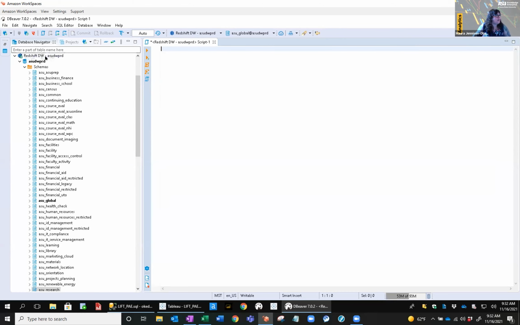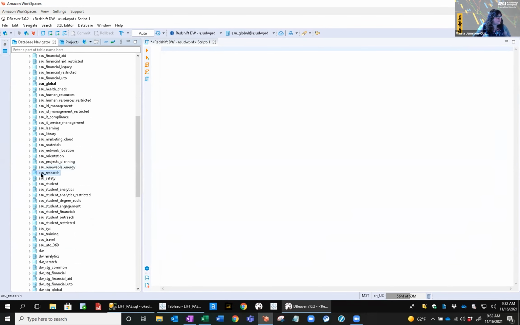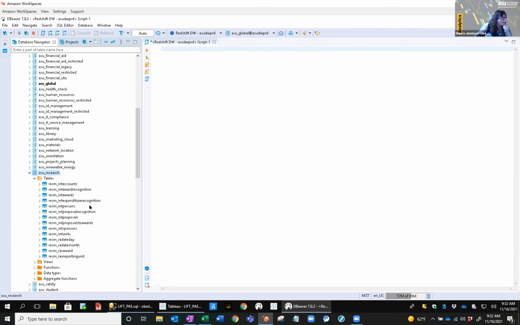So in the Redshift data warehouse, we're going to come down here to ASU research. And then I just want to show you real quick what our tables are. So all of these are the monthly snapshots. You'll see that there are a couple ones with similar names. We've got int proposals and int proposal recognition. The difference is that int proposals is literally just the proposals themselves, whereas proposal recognition has which investigator gets what percentage of recognition on that proposal.